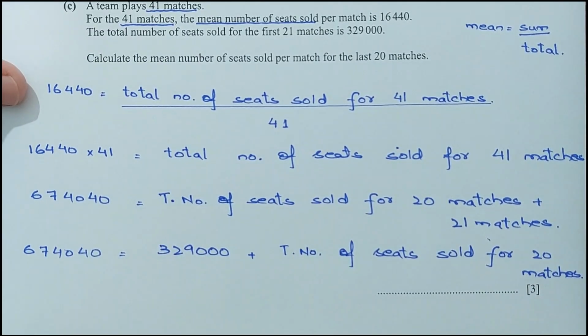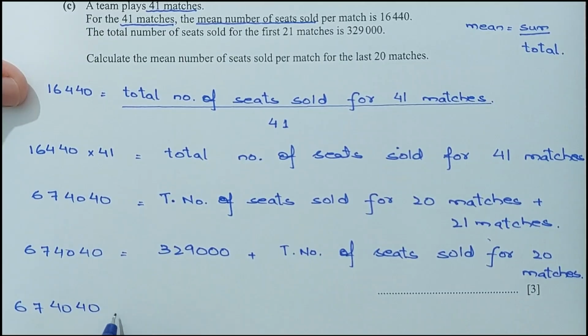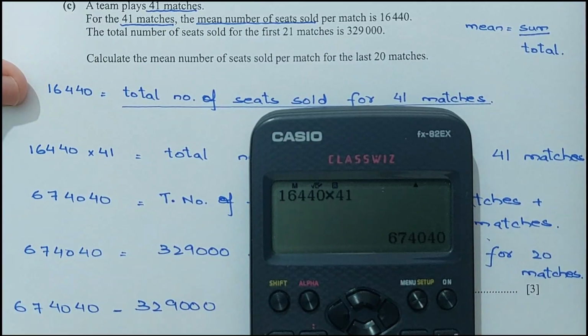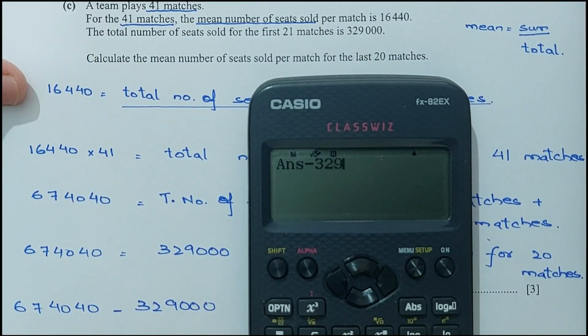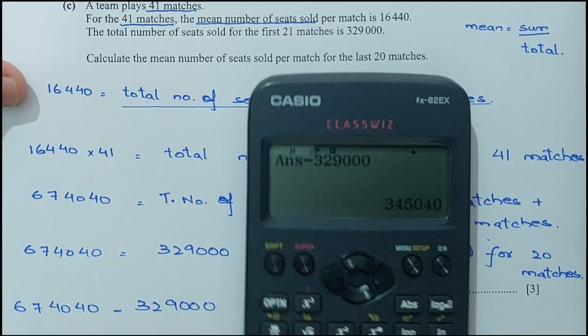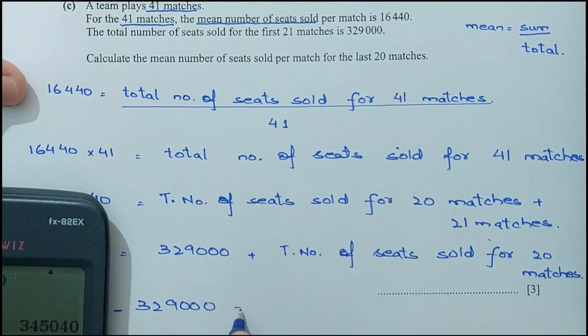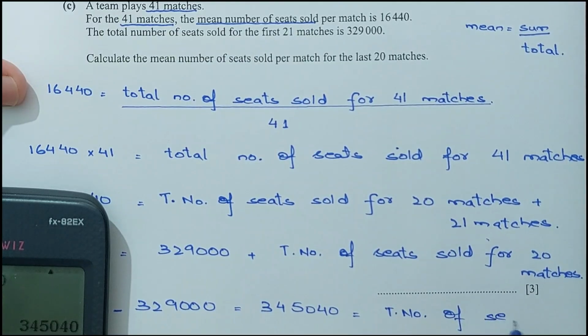Okay, now let me simplify this. 674,040 minus 329,000 is 345,040, and this equals the total number of seats sold for 20 matches.